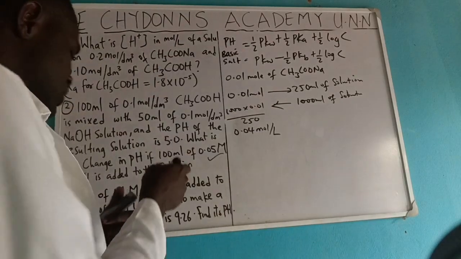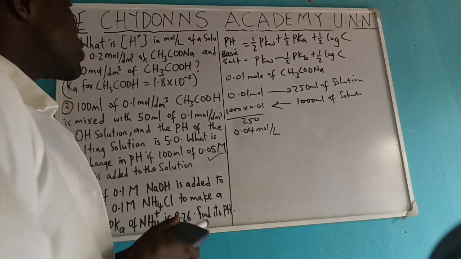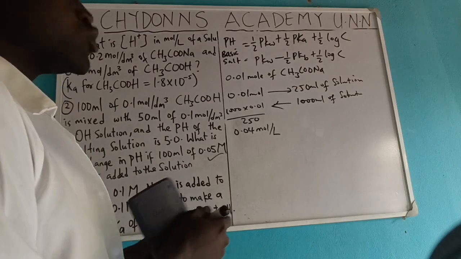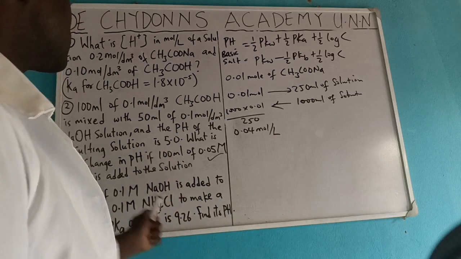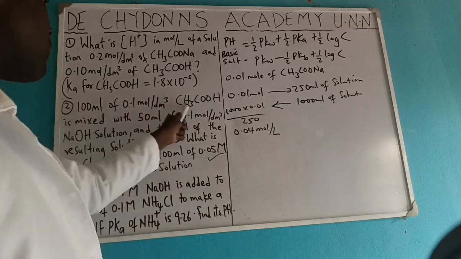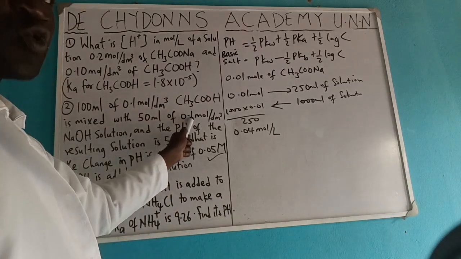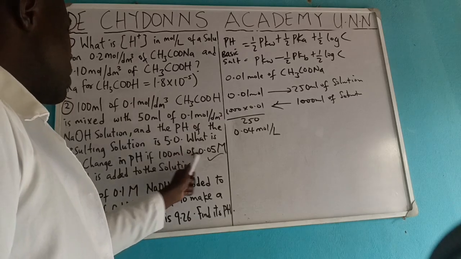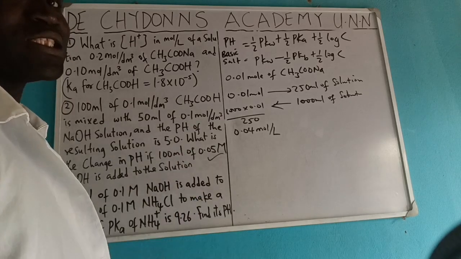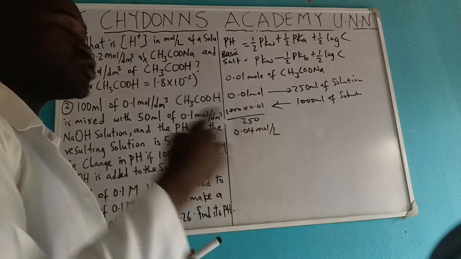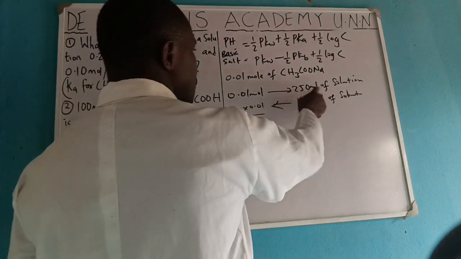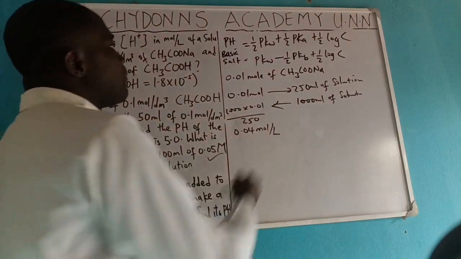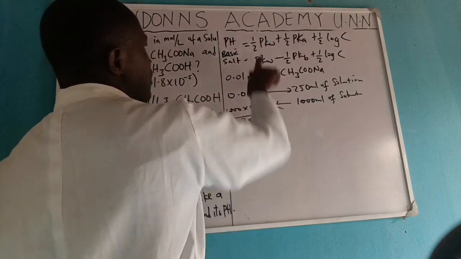Remember what we said. How we get it is we get the total volume of the solution we have. Solution containing this 100 ml of this, 50 ml of this, that is 150, and 100 ml of another sodium hydroxide added, that is 250. The entire solution is 250 ml in volume. Then we now put it here.